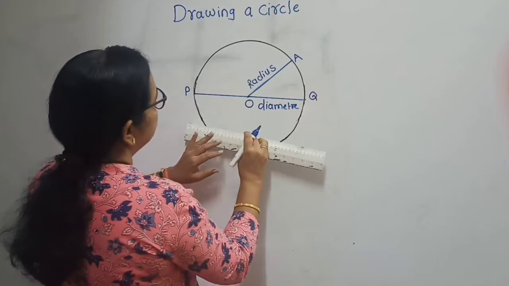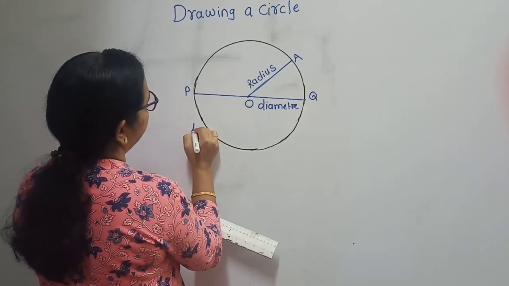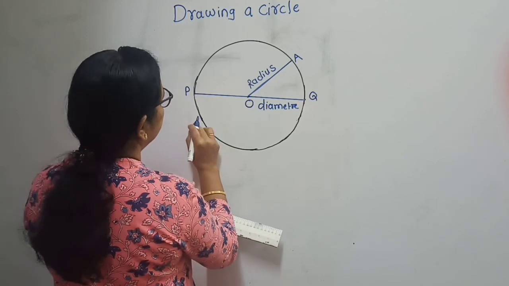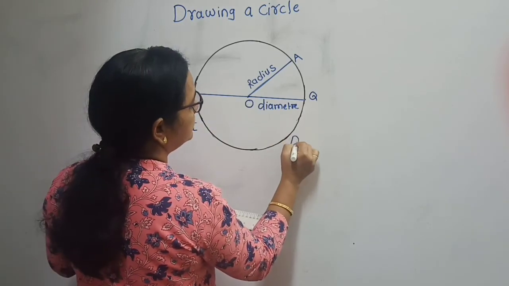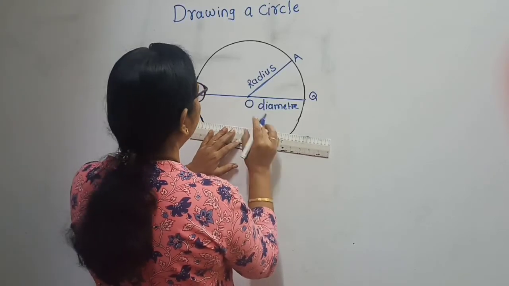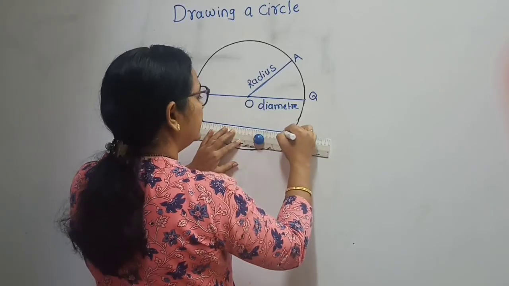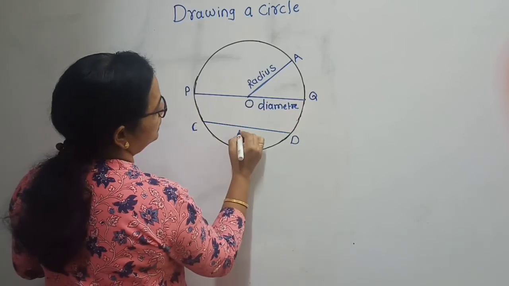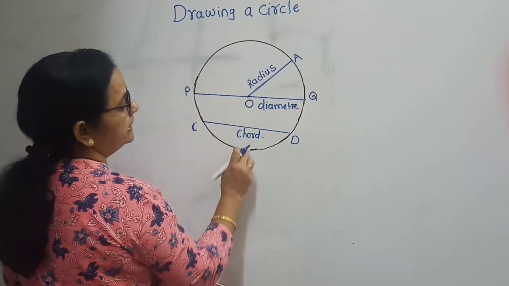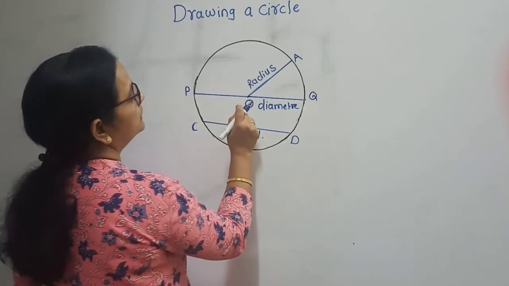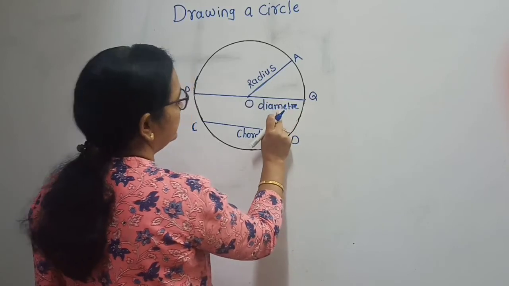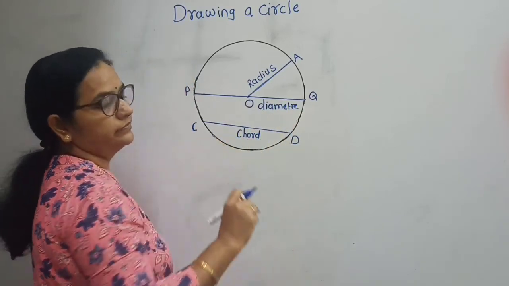Now see here another point, C and D are here. If we join these points, then we will get a chord. Now you know about the radius, diameter and chord.